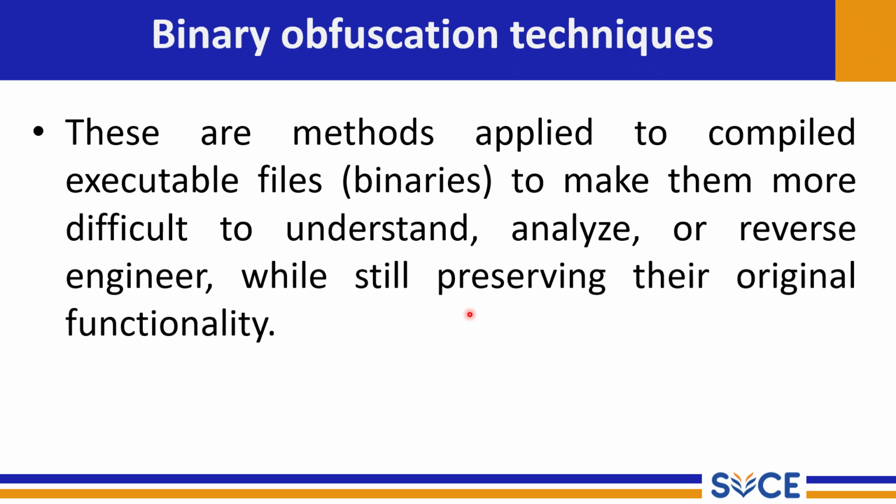And next, code and data encryption. This involves encrypting sensitive strings or entire code sections within the binary. The encrypted data is decrypted at runtime whenever it's needed, making static analysis useless for that section of the code. Next, string encryption. This specifically hides readable strings, for example a URL or password, by encrypting them in the binary file. The strings are only decrypted in memory just before they are used.